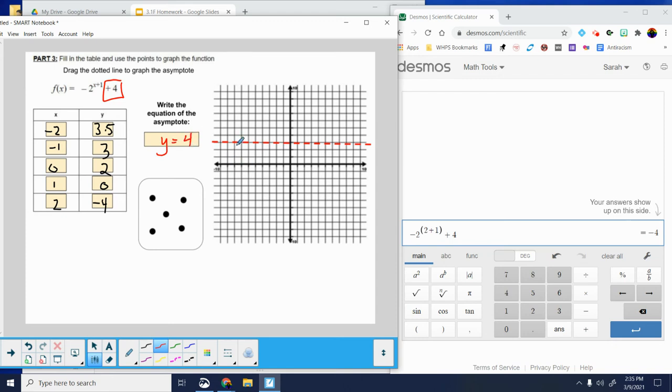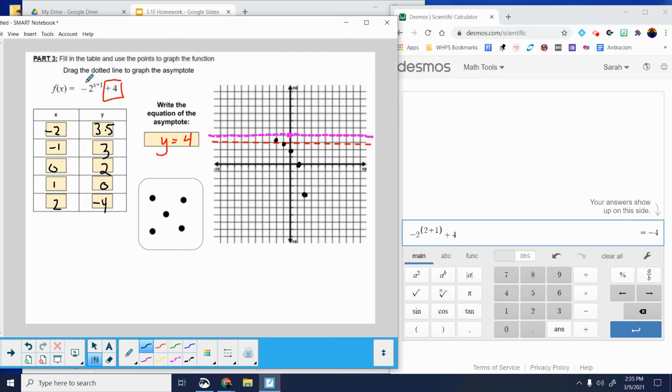And I apologize, but I can't really get rid of this red line that's there. My asymptote should actually be at y equals 4, which is here. So this pink line is actually my asymptote. Ignore the red line. And I'm just going to plot the points that I got. So -2, 3.5, -1, 3, 0, 2, 1, 0, and 2, -4.